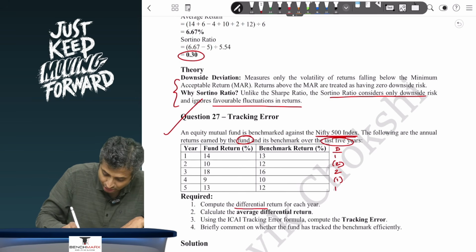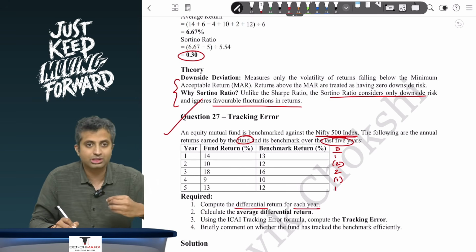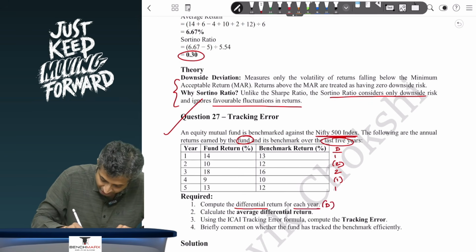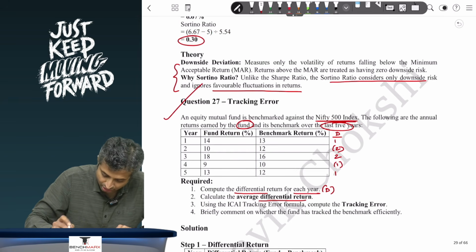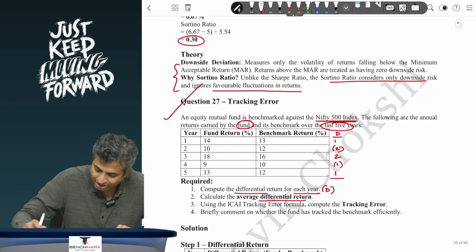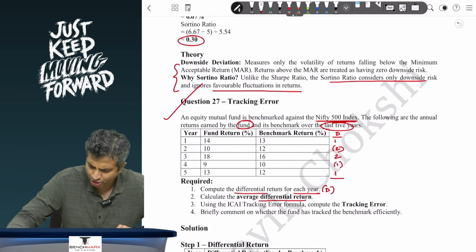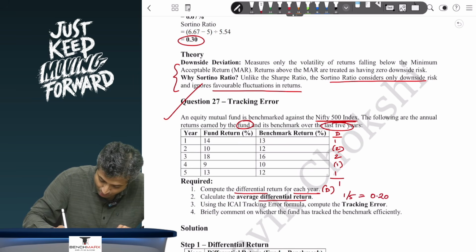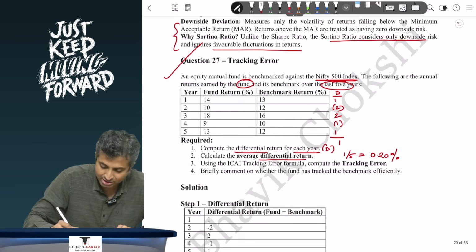Compute the differential return for each year. This is also sometimes called the tracking differences. So we have calculated that as D. Second, average differential return. So over here, you look at the average differential return. It is a simple average. 1 minus 2 plus 2 minus 1 plus 1. So this comes to a positive 1. And if you look at the average, this is over 5 observations. So this is on an average 0.2%. This is your average difference.